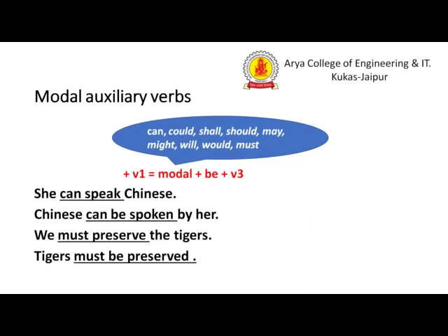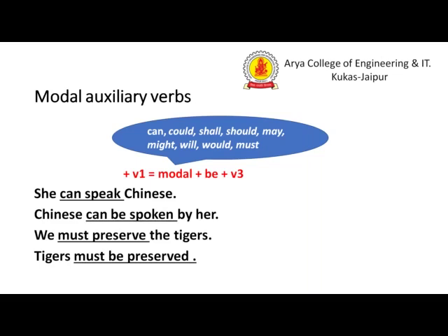She can speak Chinese. So Chinese can be spoken by her. So what exactly are we applying here? First of all we have to choose the subject, so Chinese, and after that we apply the modal verb, and after the modal verb we apply be plus verb's third form. The rule should be like this: subject plus the modal verb we are using in the sentence, plus be plus verb's third form, and then the remaining sentence. So here you can see, we must preserve the tigers. The tigers must be preserved.